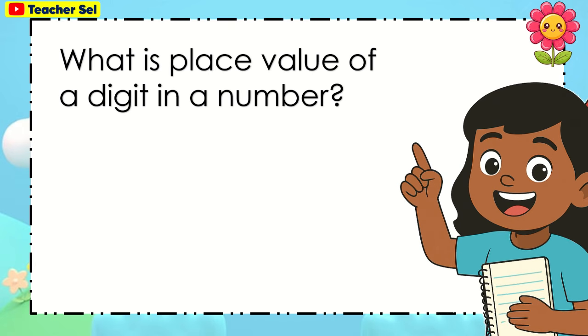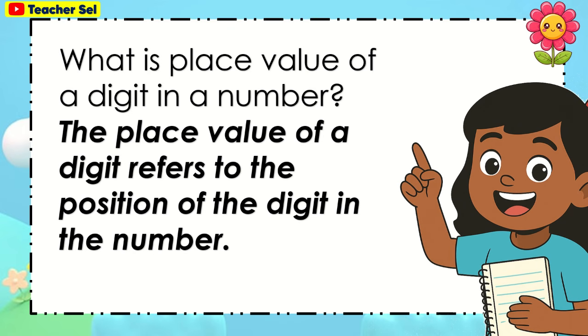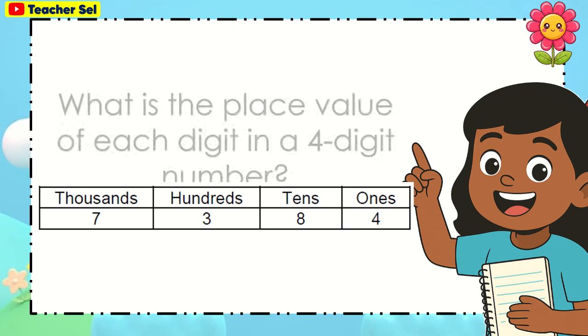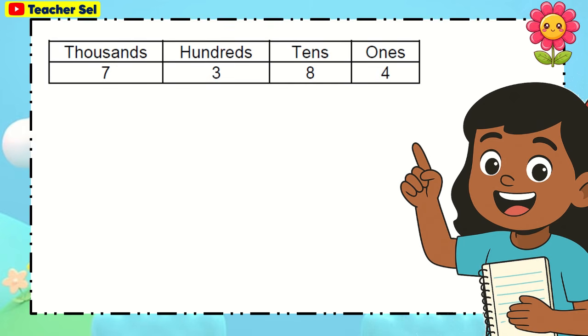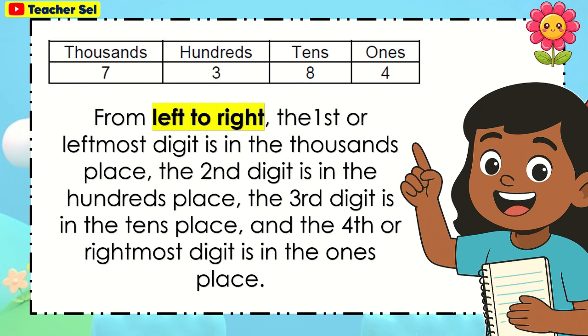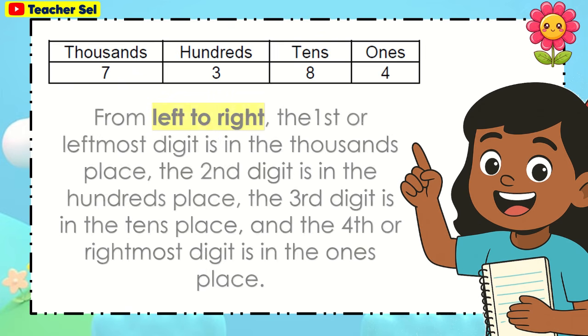What is the place value of a digit in a number? The place value of a digit refers to the position of the digit in the number. What is the place value of each digit in a 4-digit number? From left to right, the first or leftmost digit is in the thousands place. The second digit is in the hundreds place. The third digit is in the tens place, and the fourth or rightmost digit is in the ones place.